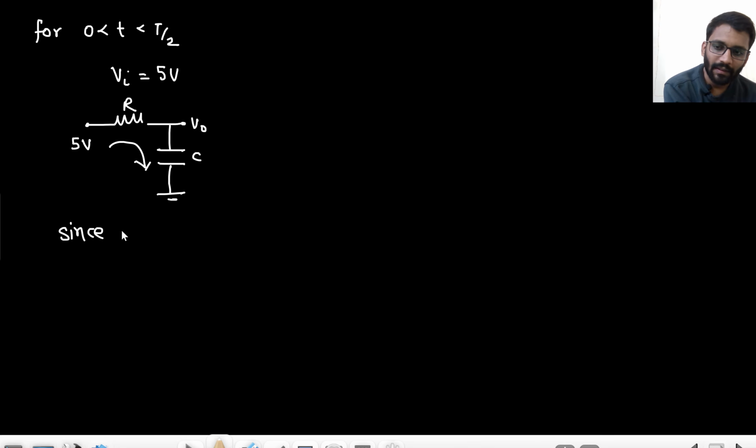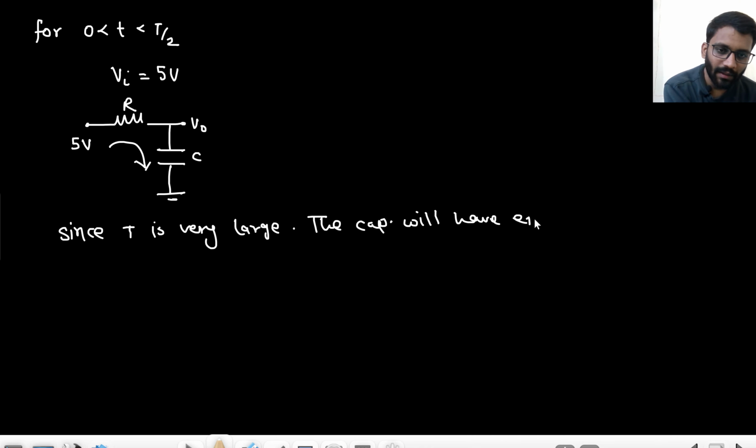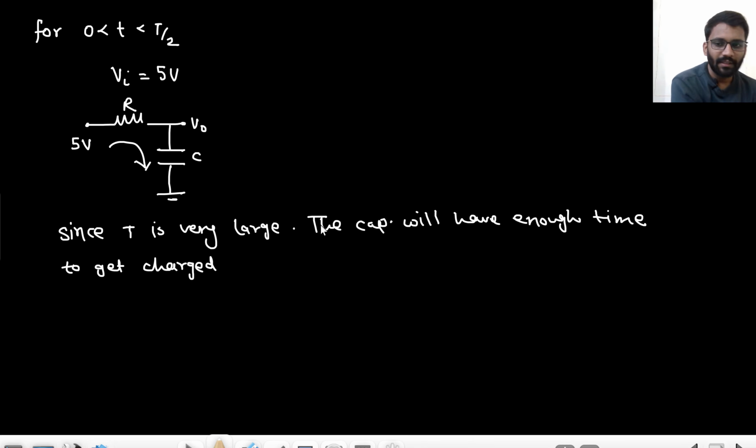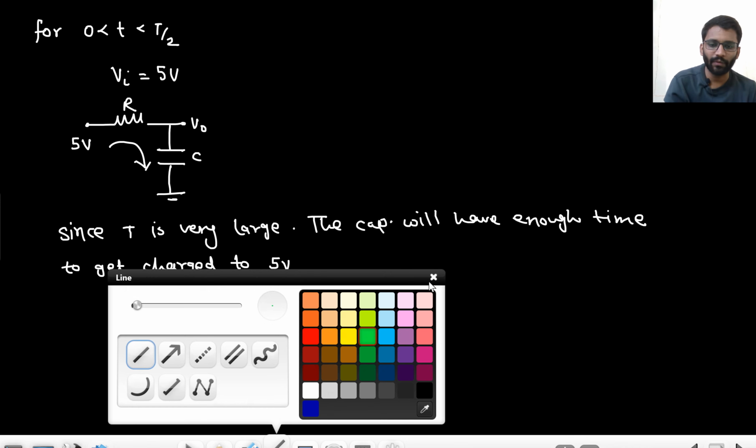Since T is very large, the capacitor will have enough time to get charged to 5 volt. So for 0 to T by 2, what will happen? The V naught value will rise to 5 volt, right? So this is what will happen.